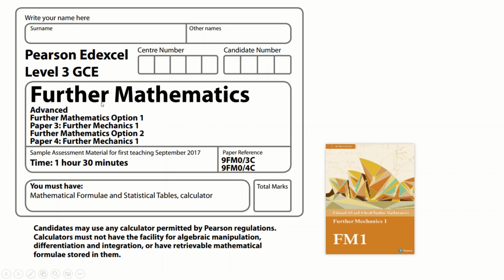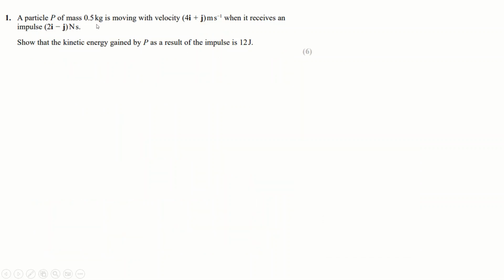Pearson Edexcel Further Mechanics 1 sample assessment paper. So based on this book here, sample for 2017, let's go straight into it. We've got a very easy warm-up question here.